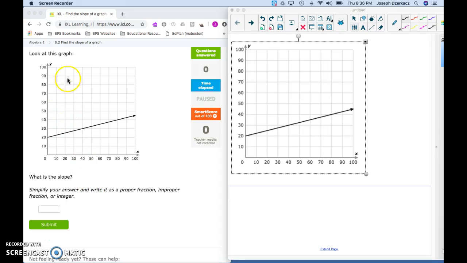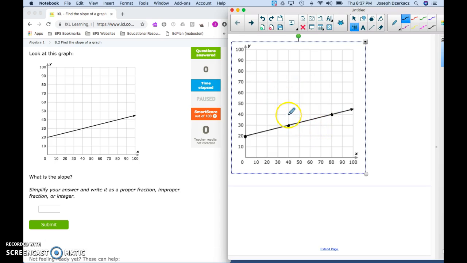So now we're on S2, find the slope of the graph. I took a screenshot of it and brought it over here. When you find the slope, that is rise over run. When you do that, you want to find the lattice points. By that I mean what points on the graph intersect on grid lines. So it looks like we have three nice points right there.